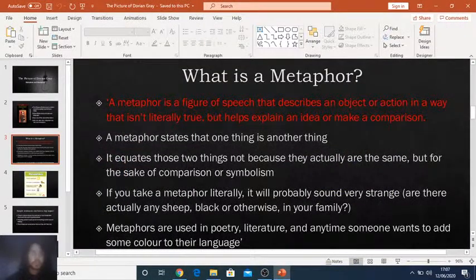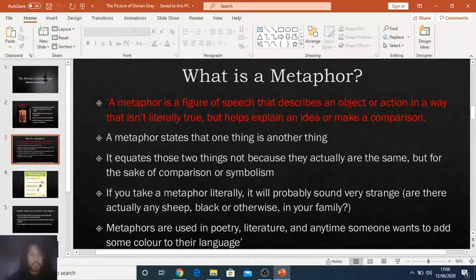Right, so a metaphor is a figure of speech that describes an object or action in a way that isn't literally true, but helps explain an idea or make a comparison. So it compares things, okay? Now, this might sound very confusing and abstract right now, but don't worry, we're going to go through some examples and pictures, which is going to make more sense.